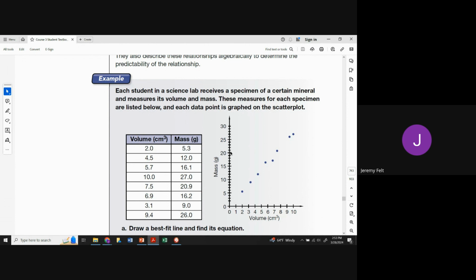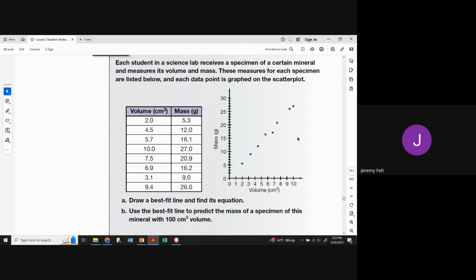It's not perfectly linear, as most things in the real world never are, but we can see that it's trending upward. So if we want to draw a line of best fit, we would probably start at the origin, because if it has no volume, it's probably going to have no mass. Then draw a line that goes not through all of these, but through some of them, with some above the line and some below the line. Then use that best fit line to predict the mass of a specimen mineral that has 100 cubic centimeters. So our line of best fit would just go through there somewhere.